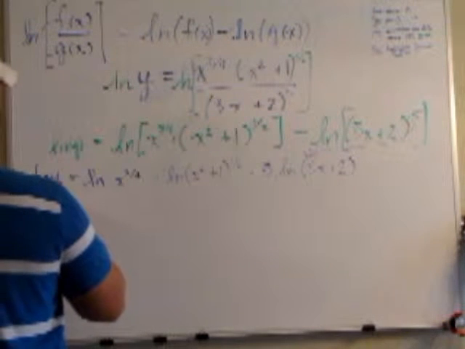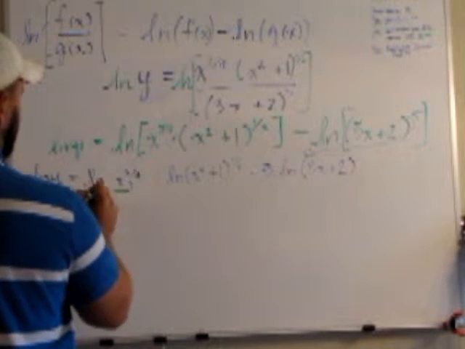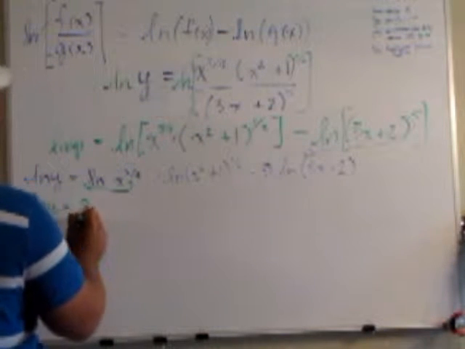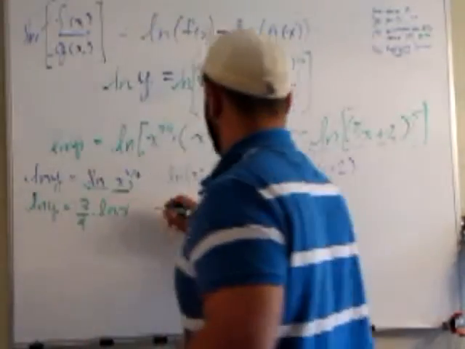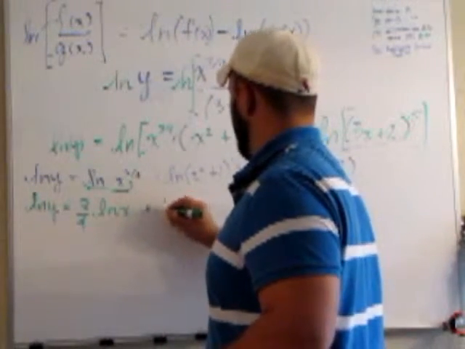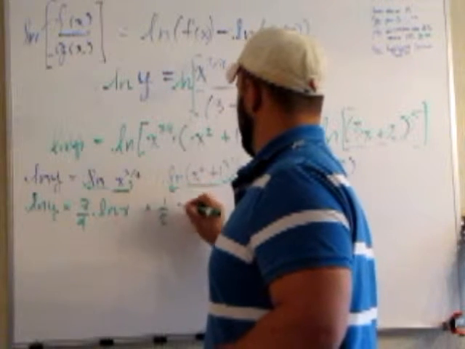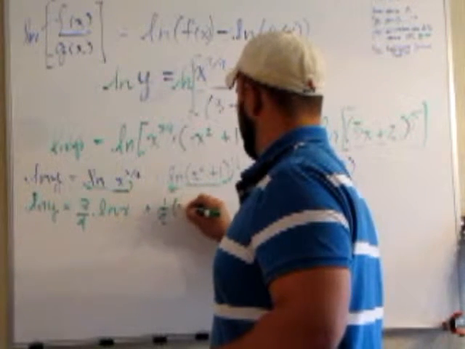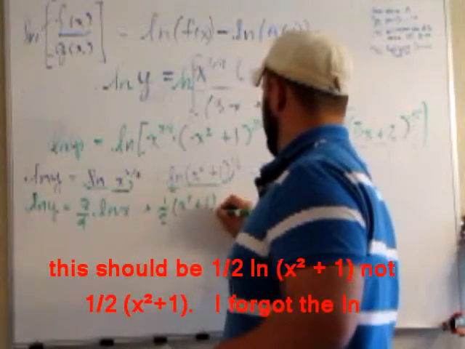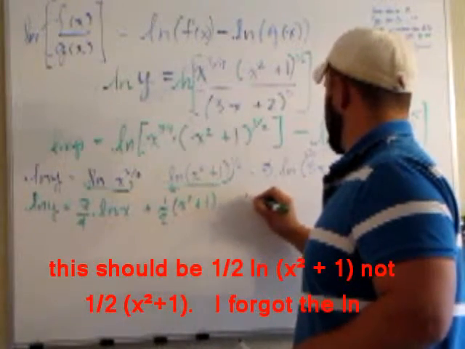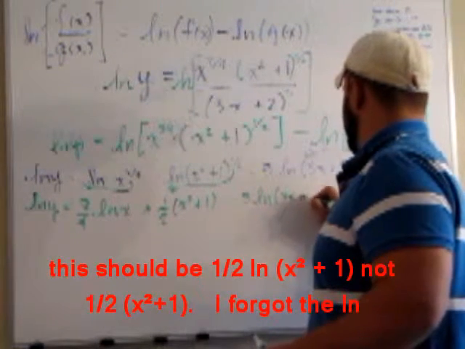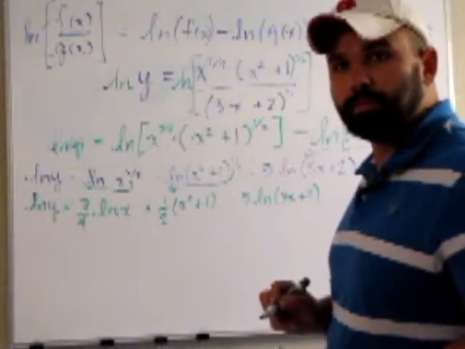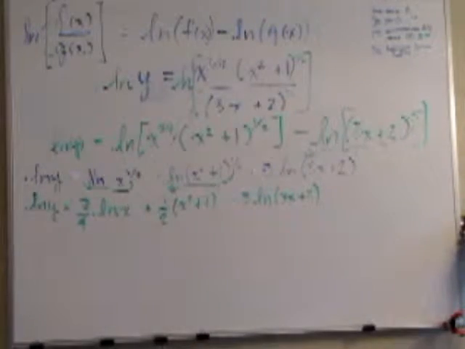Break it down one more time. We can bring this down here. We have 3/4 ln of x plus 1/2 ln of x squared plus 1 minus 5 ln of 3x plus 2. I don't know if you can see that on there. Hopefully.